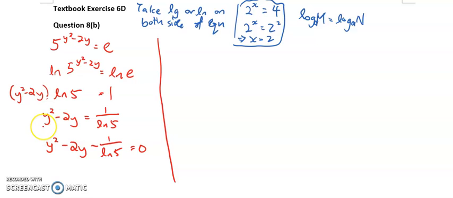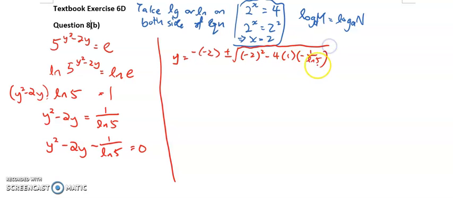Now we solve this quadratic equation. Obviously, we can't do factorization because you can't break down this 1 over ln 5 into whole number factors. So we go straight into using the general formula: y equals negative b, that is 2, plus minus the square root of negative 2 squared minus 4 times 1 times negative 1 over ln 5, all over 2.